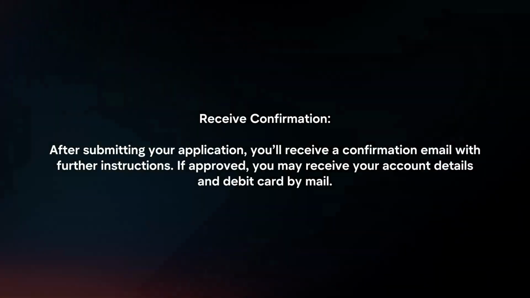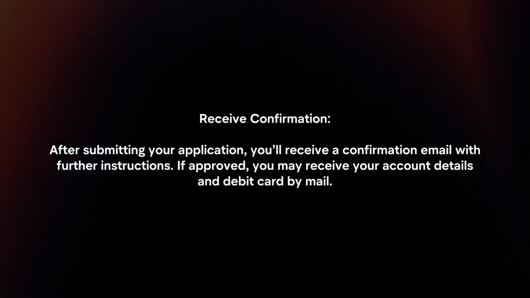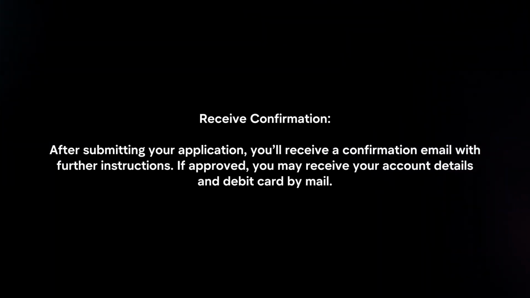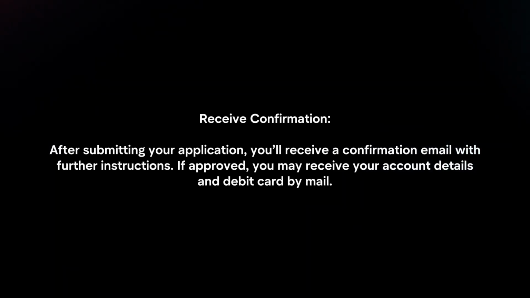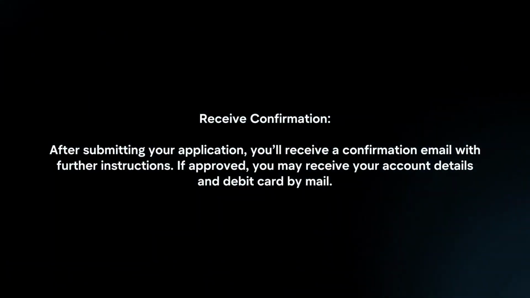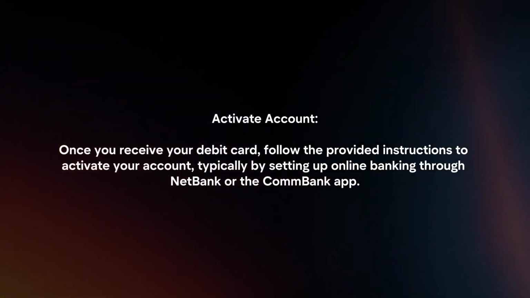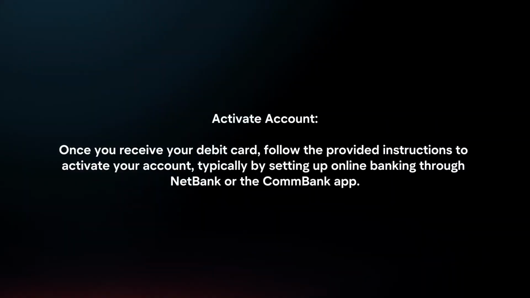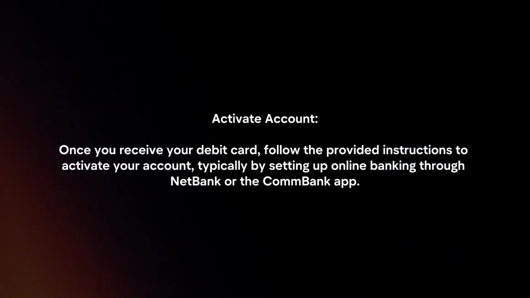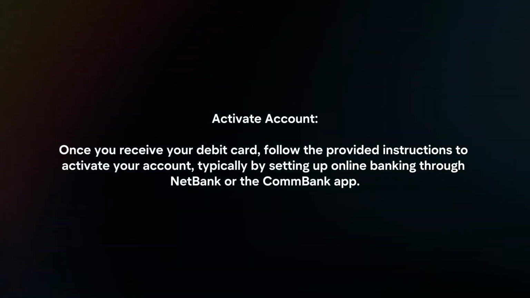Receive confirmation. After submitting your application, you will receive a confirmation email with further instructions. If approved, you may receive your account details and debit card by mail. Activate account. Once you receive your debit card, follow the provided instructions to activate your account, typically by setting up online banking through NetBank or the CommBank app.